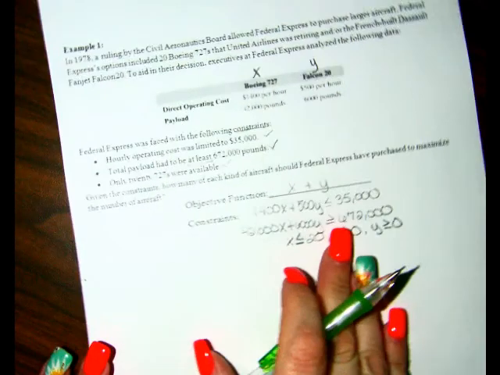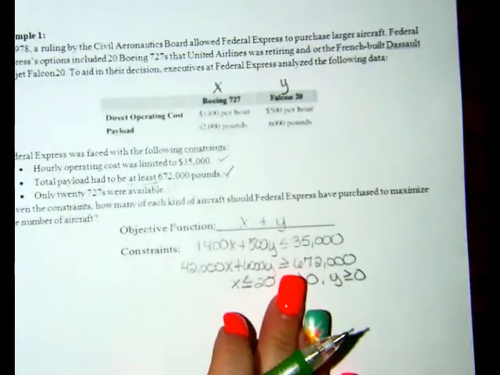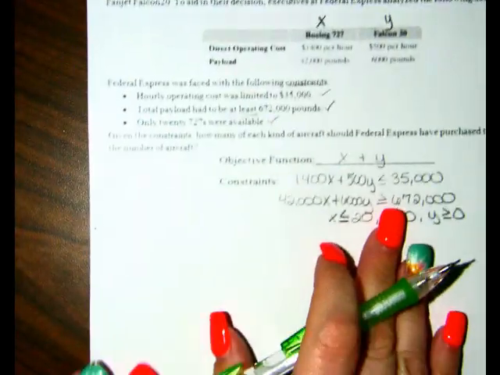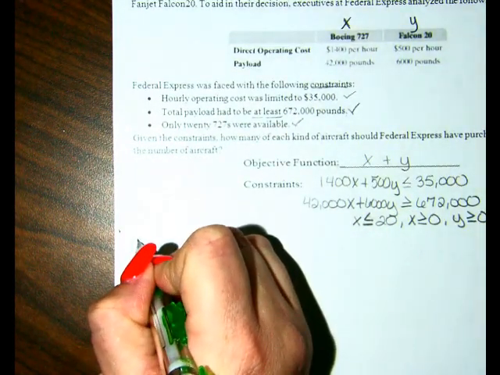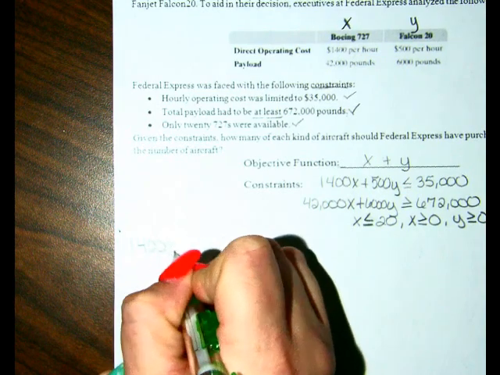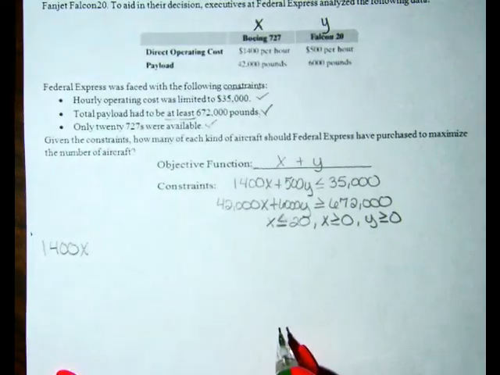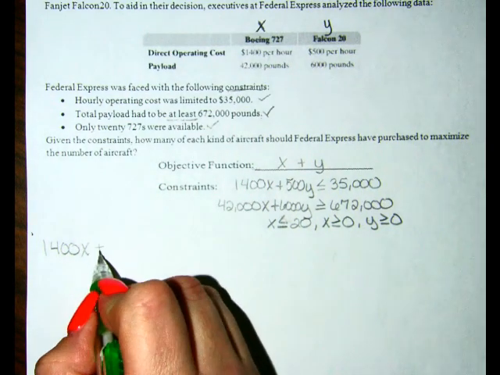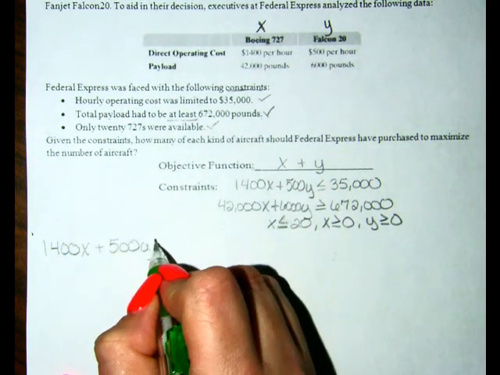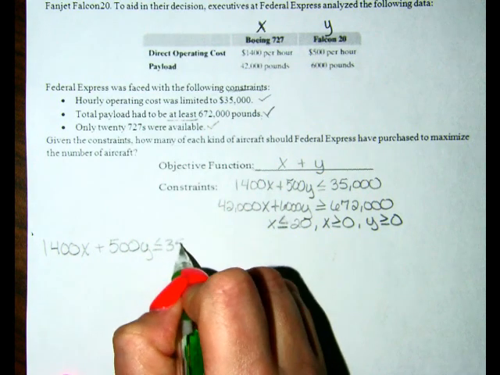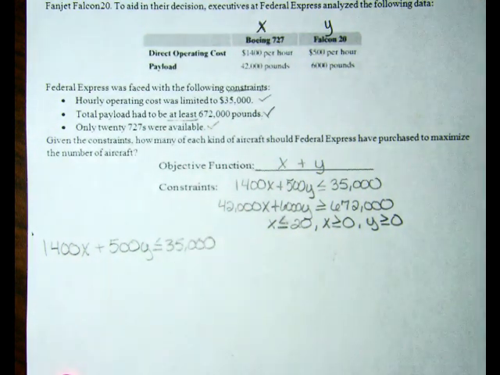So my first constraint was 1400X. Of course you can't see that. Plus 500Y less than or equal to 35,000.